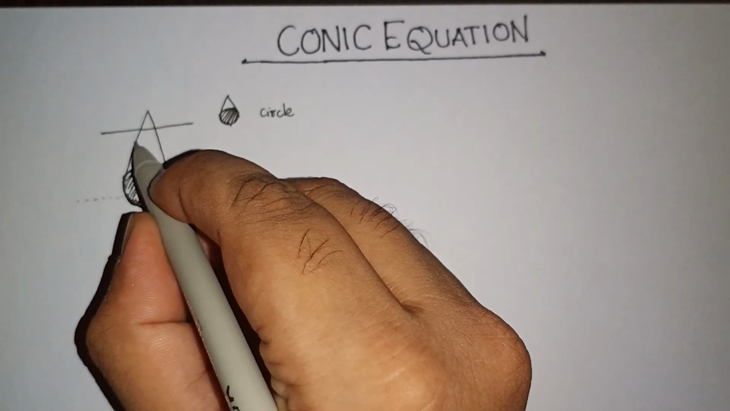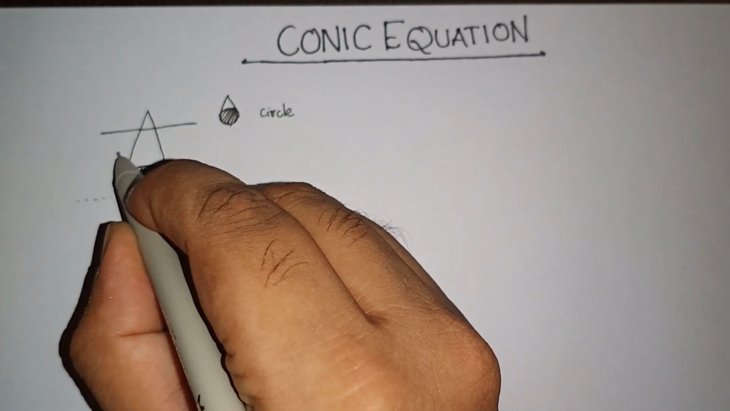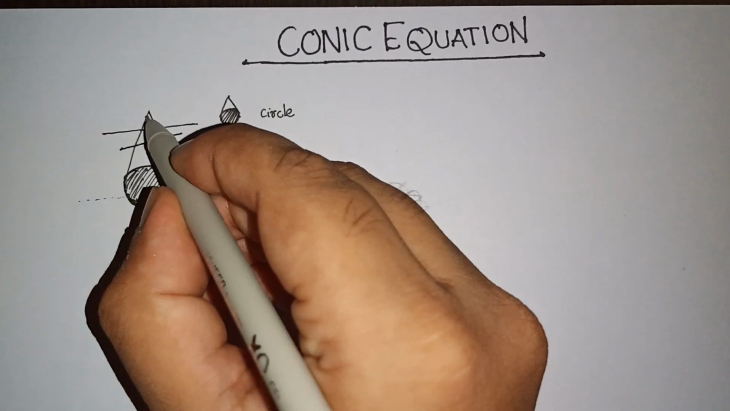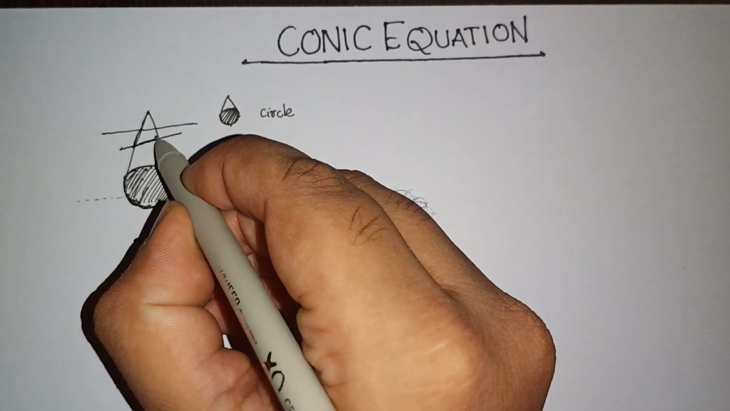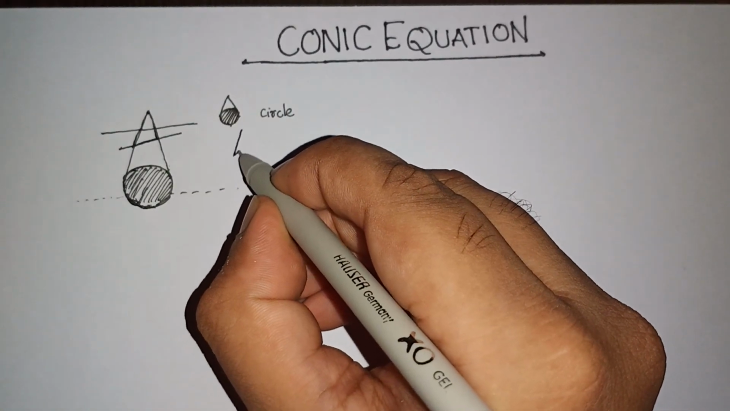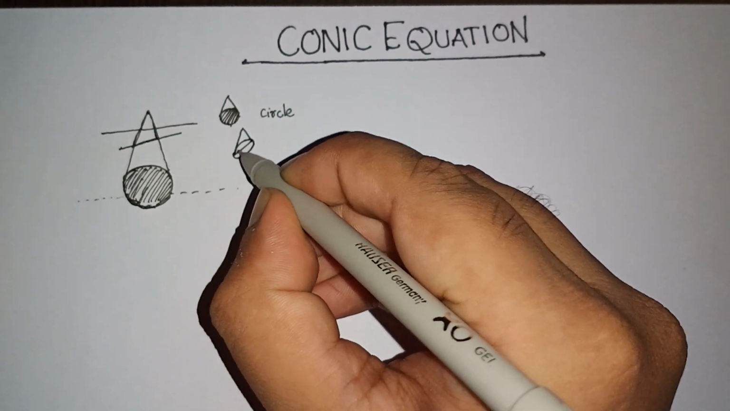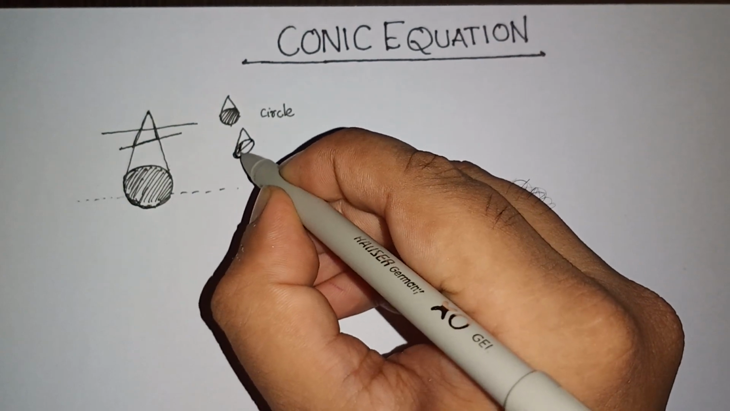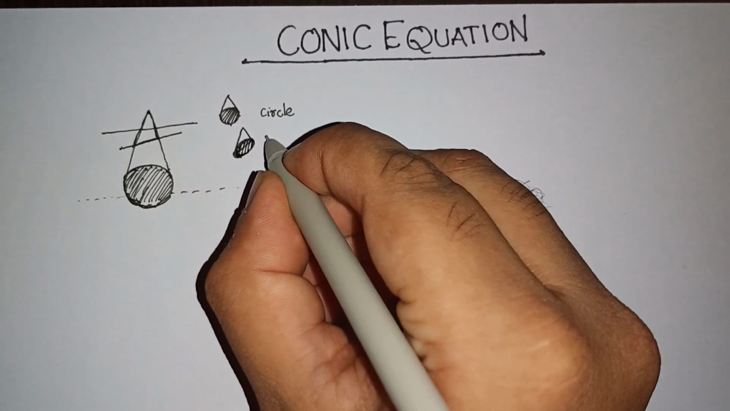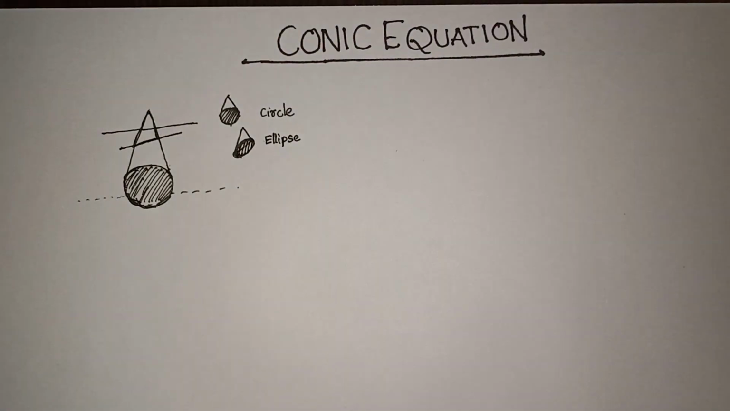Now you increase your cut a bit into a slanted position. Let's say you are going to cut in a slightly slanted manner. Now you are going to get a profile something just like this, and now you draw a curve like this. This is going to be your ellipse.